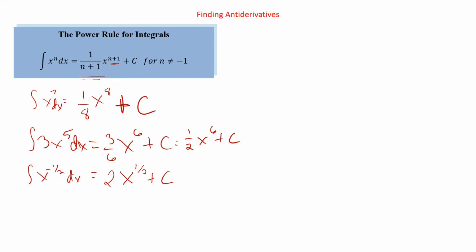plus c. You can always check it by taking the derivative. If we take the derivative, 1/2 times 2 is 1, subtract 1, we get -1/2. And the plus c is a constant, it goes away.